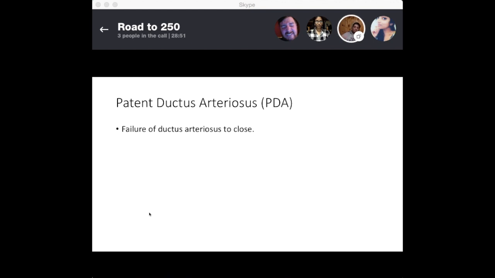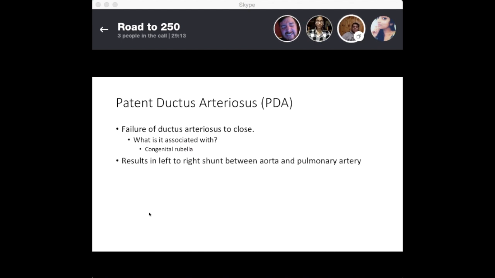So failure of ductus arteriosus to close. What is that associated with? So what is PDA associated with? What disease that we've discussed today? Well, today it's the coarctation of the aorta, but rubella. Congenital rubella. Oh, correct, duh.